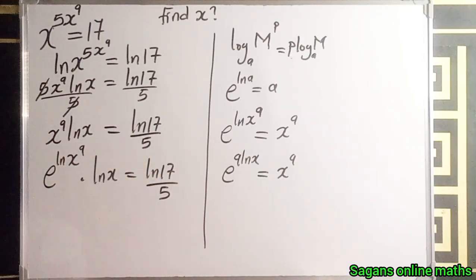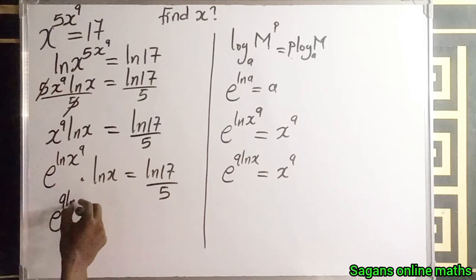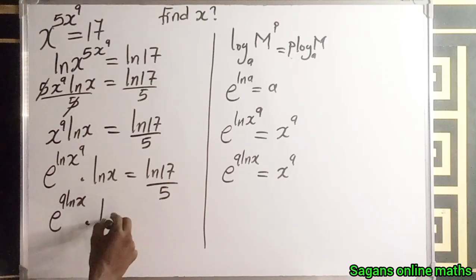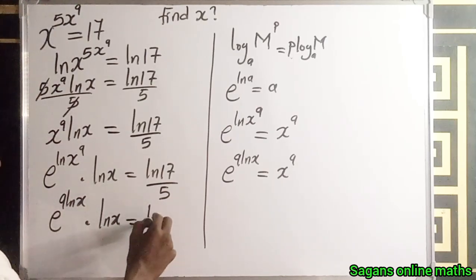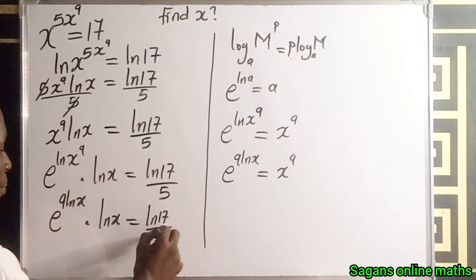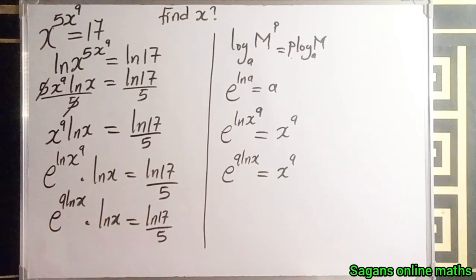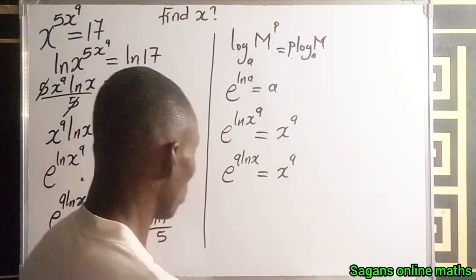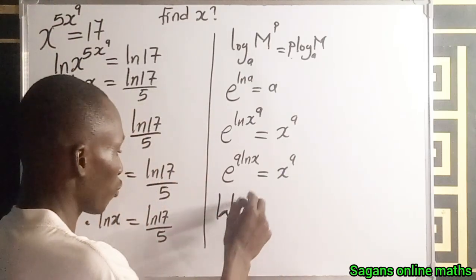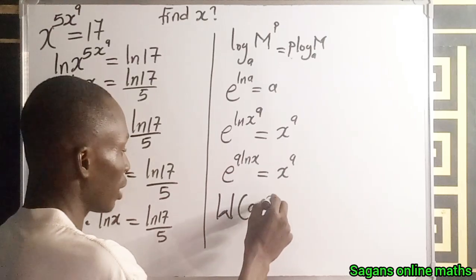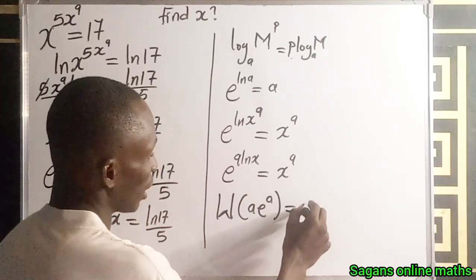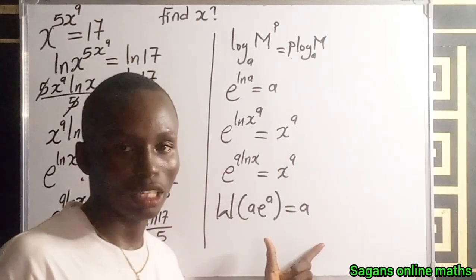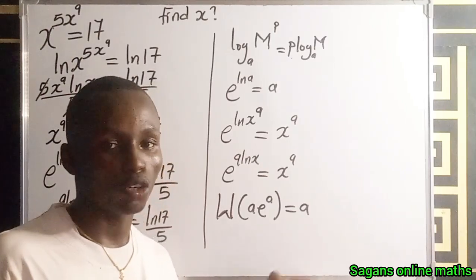Wow, this is amazing. Now this 9 can also go back to multiply the ln. So this is e to the power of 9 ln x multiplied by ln x equals ln 17 divided by 5. Now also remember, by definition of the Lambert W function, we know that the W function of a multiplied by e to the power of a is equal to a. This is one of the properties of the Lambert W function.